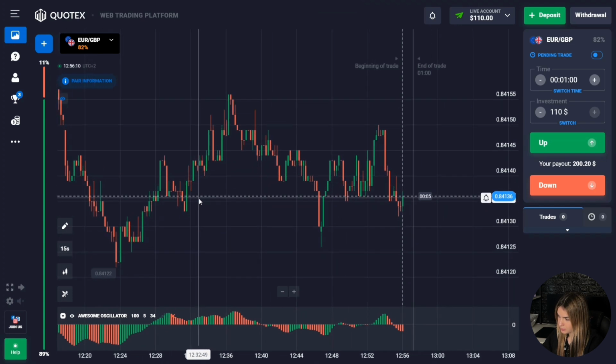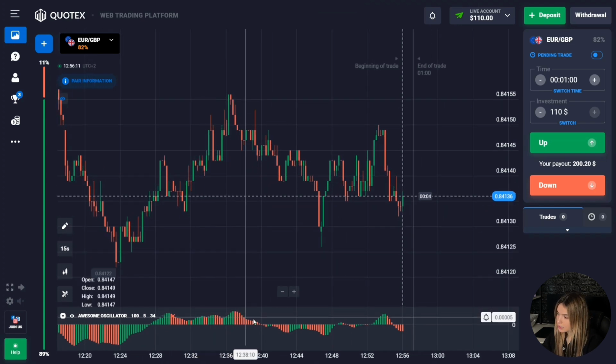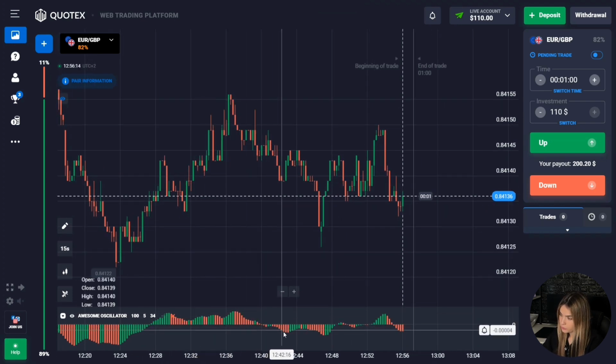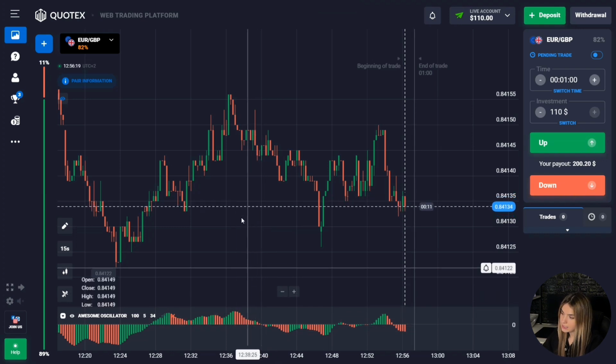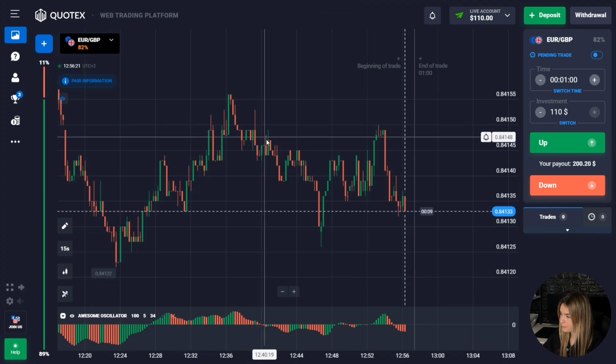Also, when, for example, a red histogram is formed, this means that volumes are growing for a decrease, and in the near future the price will move down. Accordingly, in a similar situation, we could open a deal down.